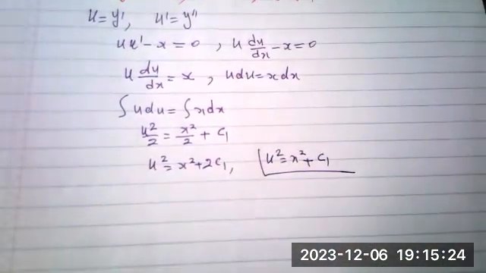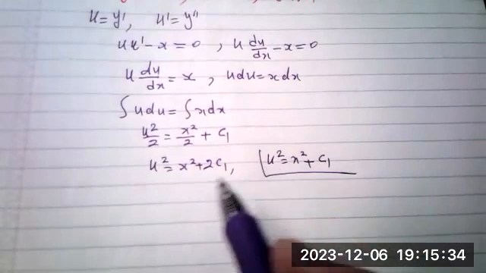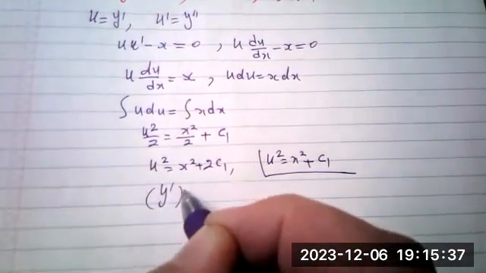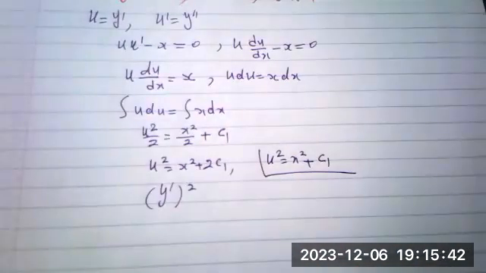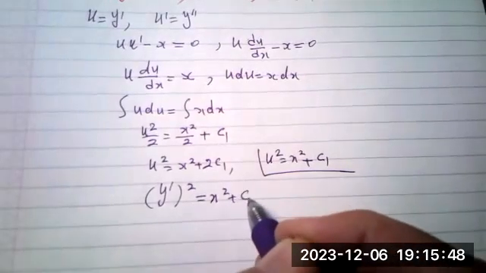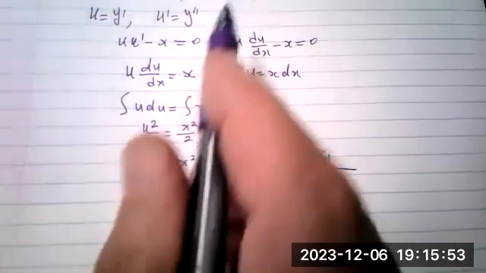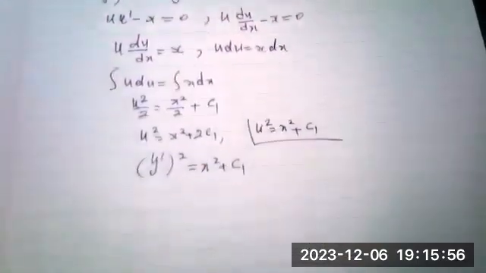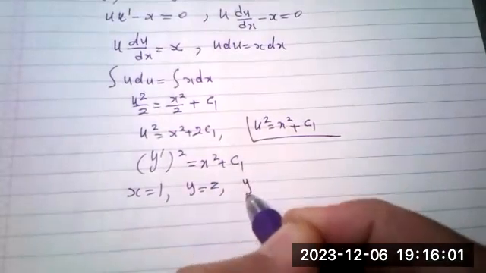Okay. Now you substitute for U, but apply the initial condition now to take care of the C1. Okay, so this is going to be Y prime squared, I take the U as Y prime here, equal to X squared plus C1. Now apply the initial condition. So the initial condition is the following. X is 1, Y is 2, Y prime is 1.